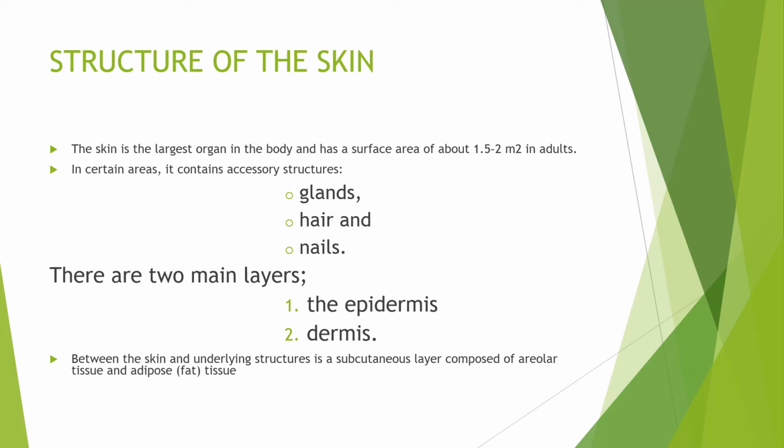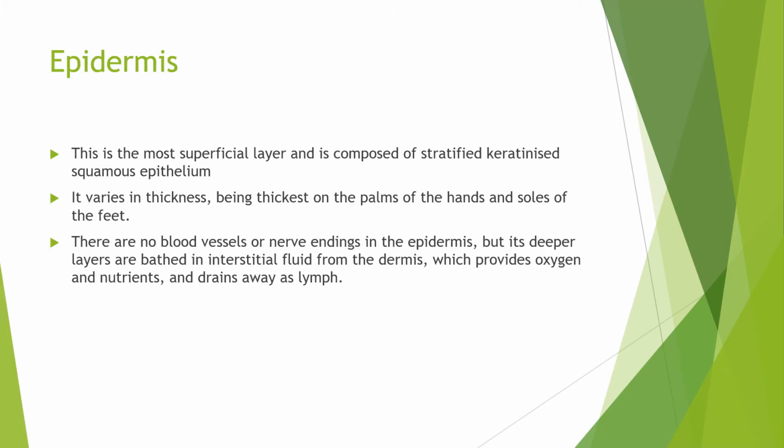So you need to know that between the skin and the underlying structures, there is this layer which is called the subcutaneous layer. This subcutaneous layer has two tissues: areolar tissue and adipose tissue. Remember, adipose tissue is called fat. It's the one that makes you warm. It's the one that makes people obese. So underneath the skin, there will be that thickness of fat hiding there.